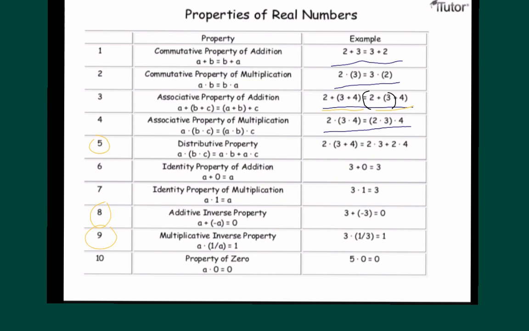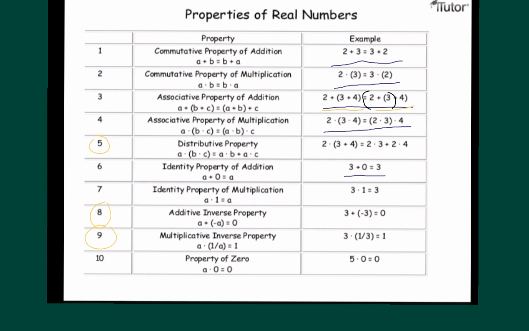Number 5 we're going to skip. We'll come back to that one later on. Number 6, identity property of addition. Identity property of addition says that if you add 0 to any number, the answer will be that number. So if I have 3 plus 0, it equals 3. Anything plus 0 will equal that number.